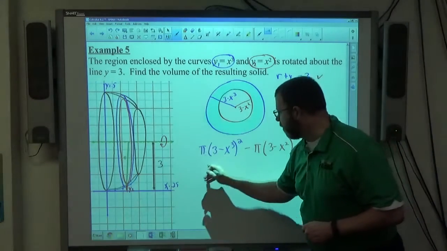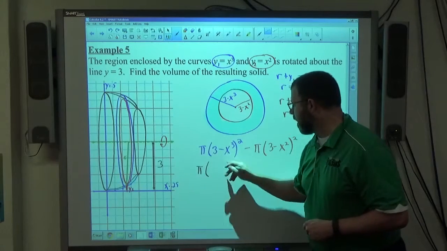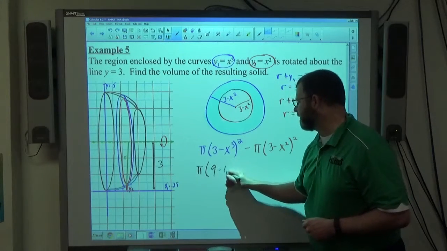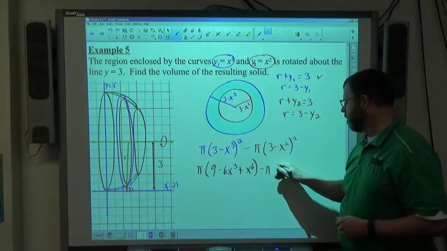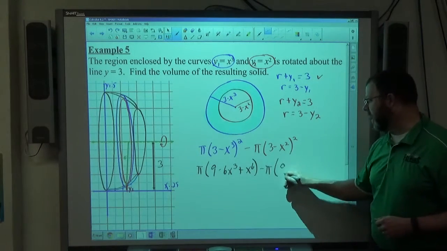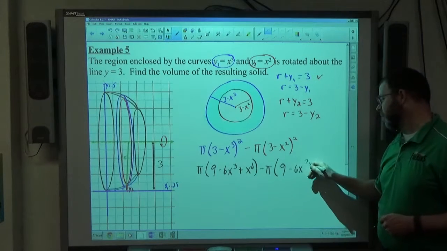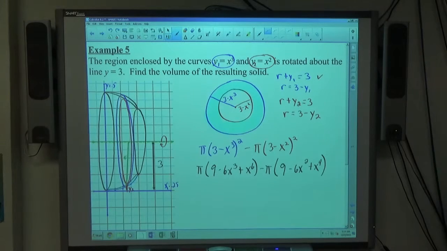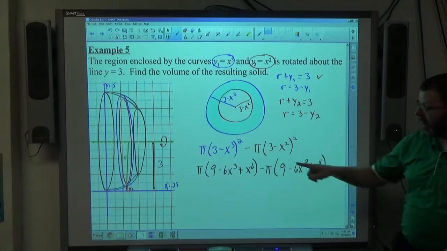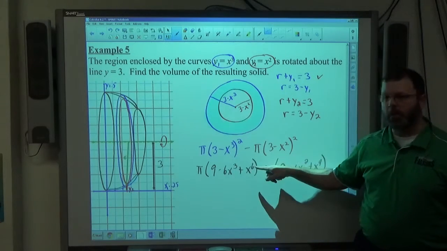But if I focus on this one first, 3 minus x cubed, squared, is going to be 9 minus 6x cubed plus x to the 6th. 3 minus x squared, squared, is going to be 9 minus 6x squared plus x to the fourth. Squaring a binomial is what it always has been: square the first, double the product, square the second. When you square a power, you multiply the powers.